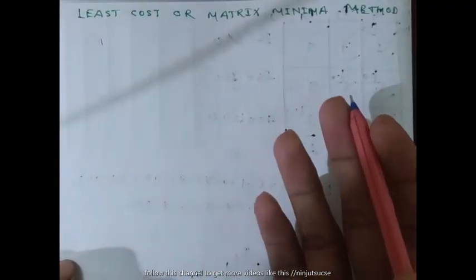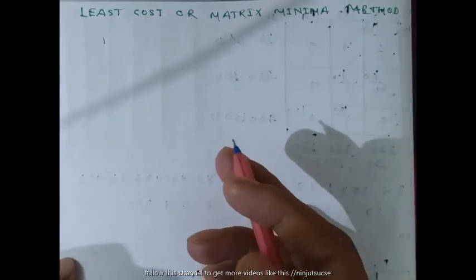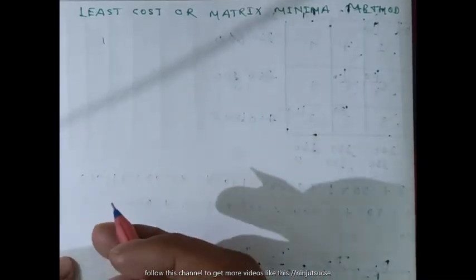So it's my second video of transportation problem. I have already told you that you have to find out two solutions here. One is the optimal solution and the other one is the basic feasible solution. To find the basic feasible solution, there are mainly three rules.